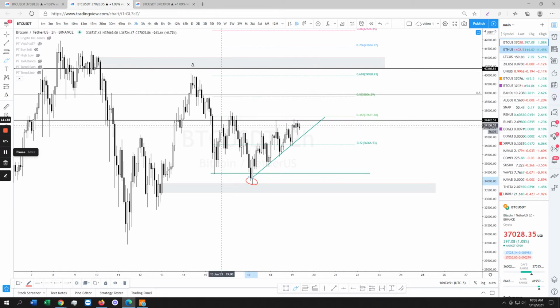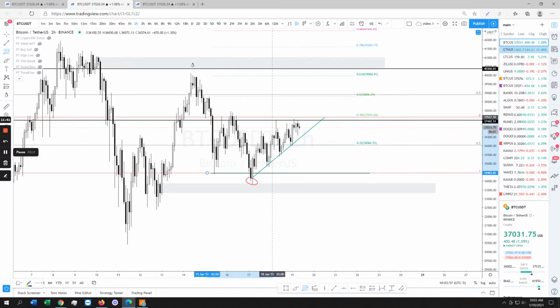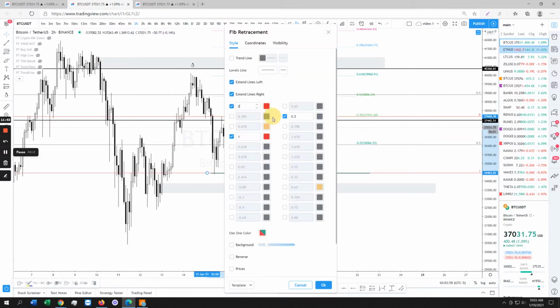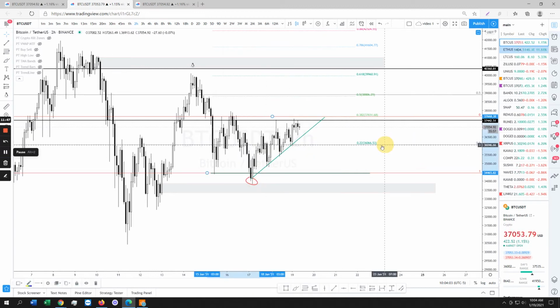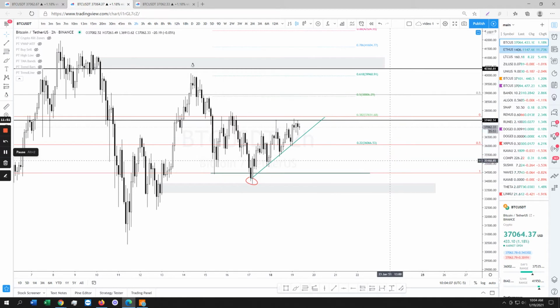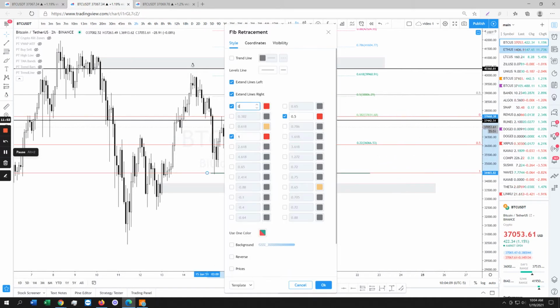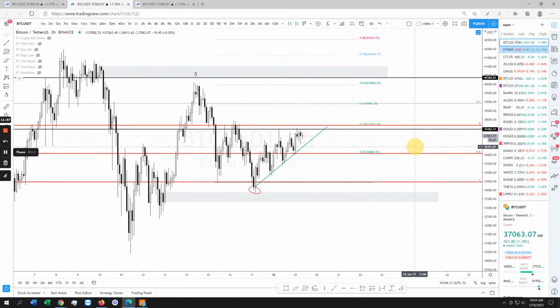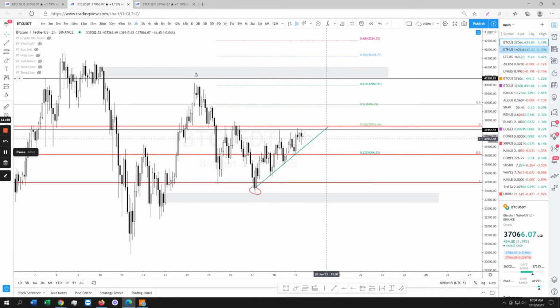Now, if you're playing within this range only, take your fib level, go like this, and go like that, and then give me the 0.5, and the red is your range, right? The red is your range. Make it a little thicker so you guys can see it. Okay? The red is your range. Ignore everything else.